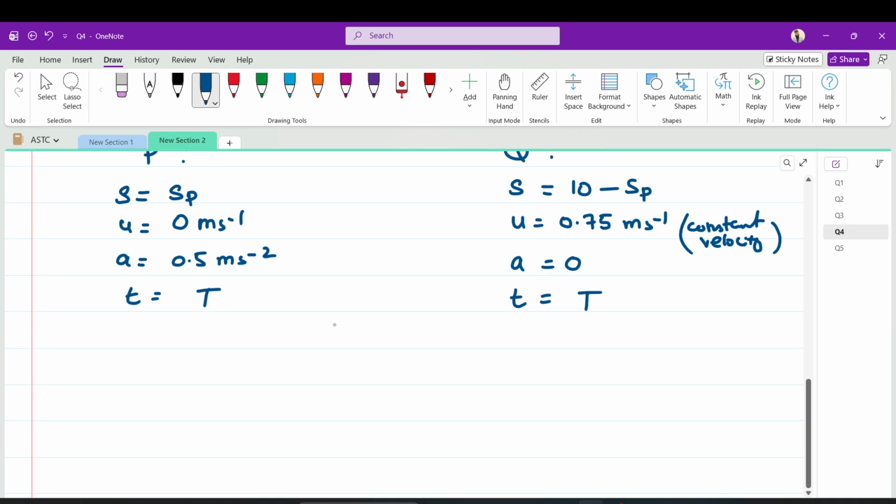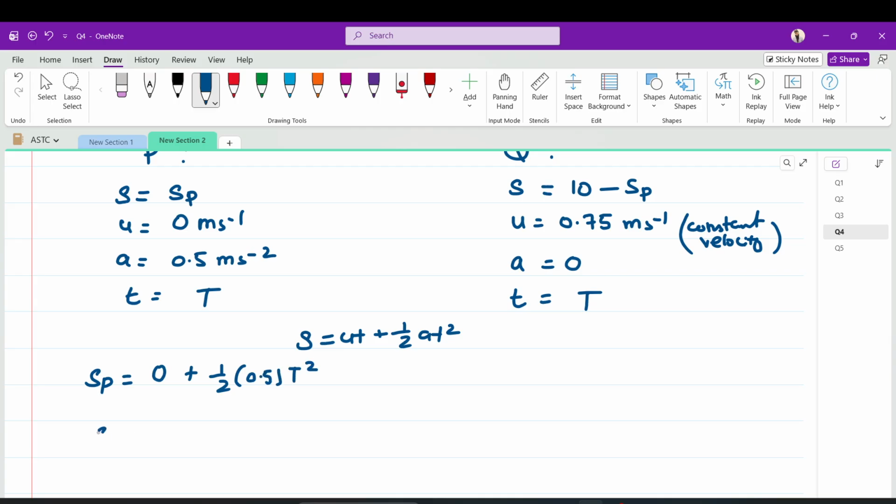Based on the variables, we can use the equation s equals ut plus half at squared. Applying this equation, we have SP equals 0, because our initial velocity is 0 so this whole term becomes 0, plus half times 0.5 times t squared. So SP is equal to 0.5 divided by 2, which is 1 over 4 t squared, or you can just say 0.25 t squared.